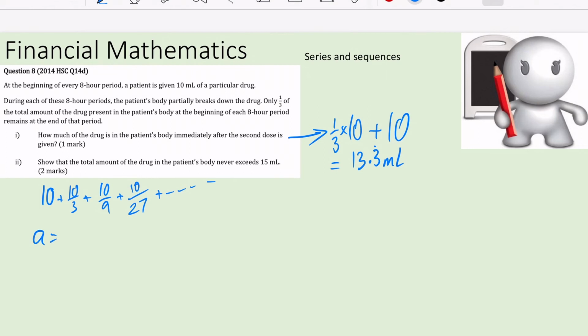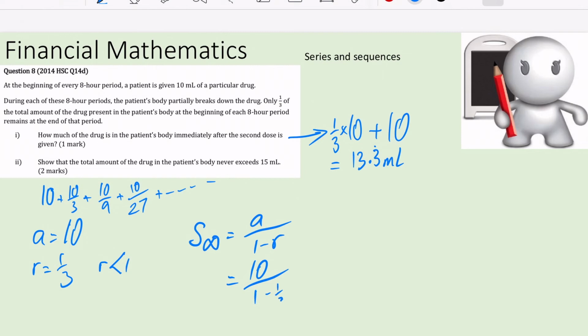What we have here is a GP, and the first term is 10. The ratio is 1/3. Now the ratio is less than 1, so therefore what we want is our sum to infinity. So we put that into the formula: 10 divided by 2/3, and that's going to give us 15 milliliters. That means that it's never going to exceed 15 milliliters.